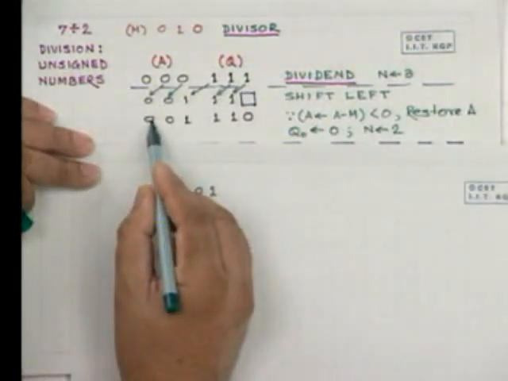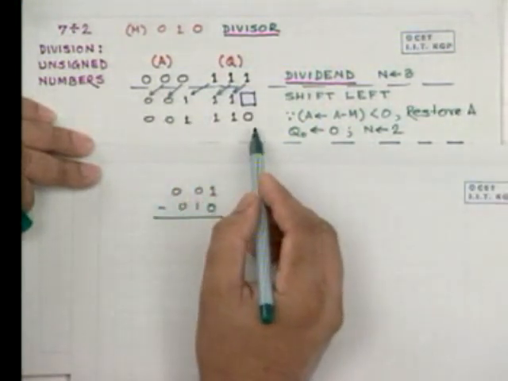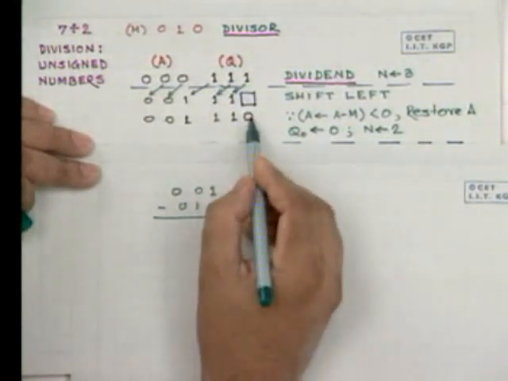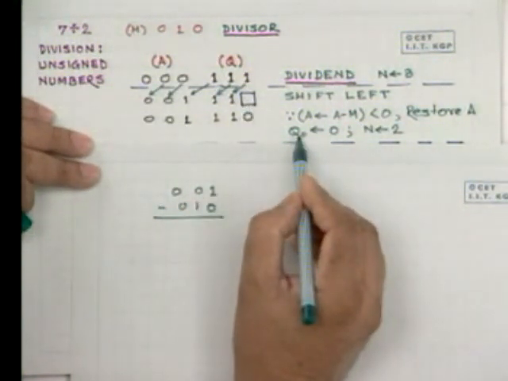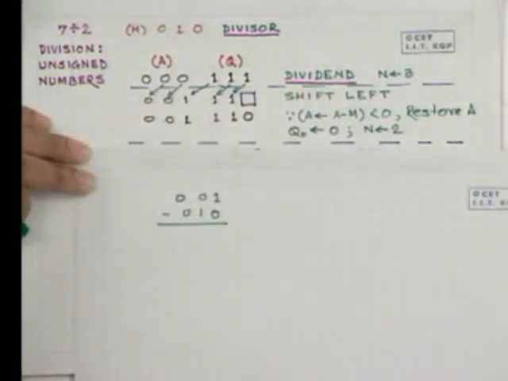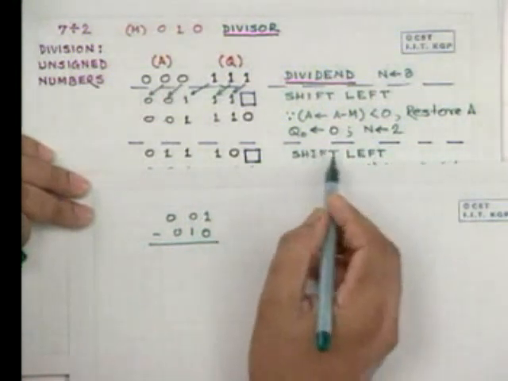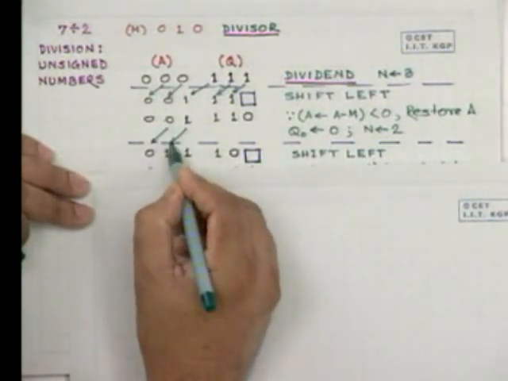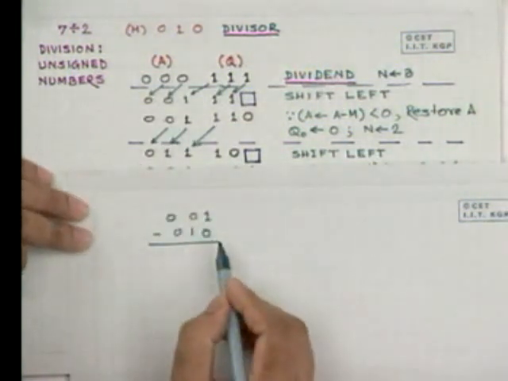That means we keep the value 0, 0, 1, and 0 is pushed into the Q0 position. You see, 0 has been put into the Q0 position. Count is reduced to 2. Next, once more we make a shift left. That means this 0 comes here, this one comes here, this one comes here, and so on.